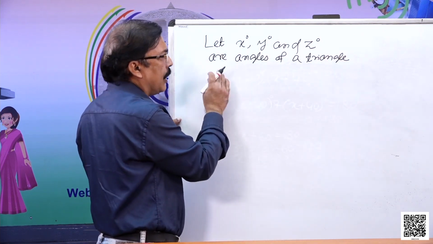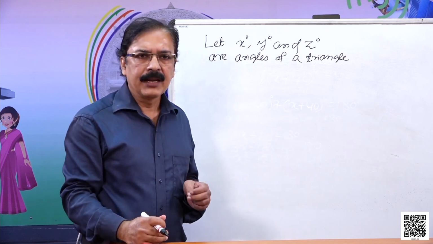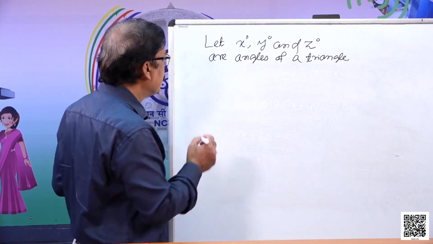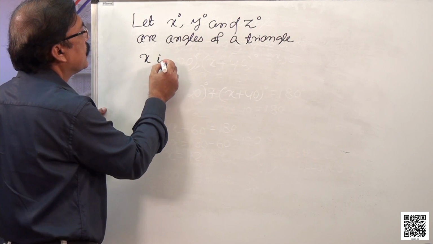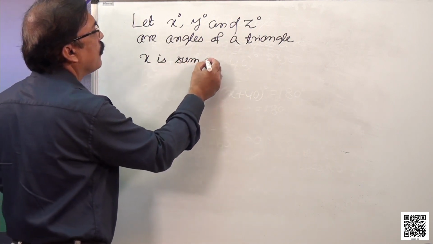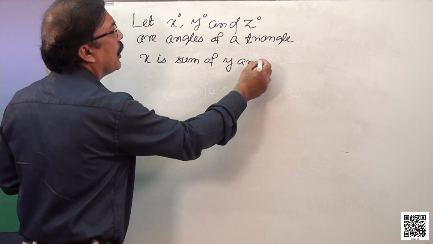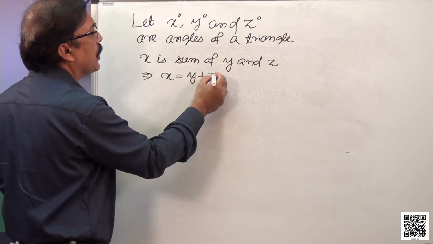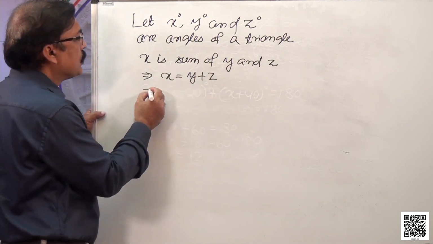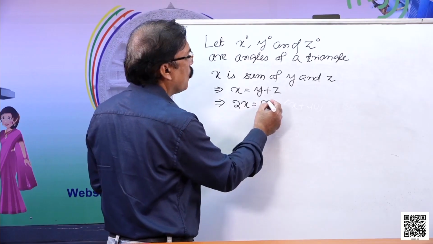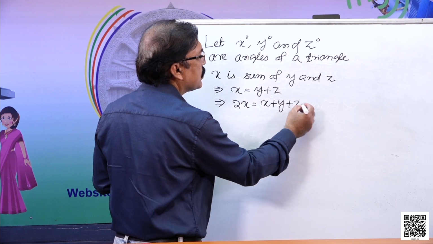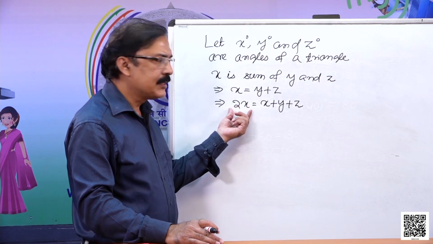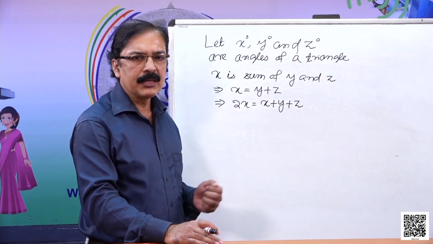This shows that their sum is 180 degree. And here one condition is that one angle is the sum of the other two. That means if x is the sum of y and z, that means x is equal to y plus z. By adding x on both sides, we get 2x is equal to x plus y plus z.